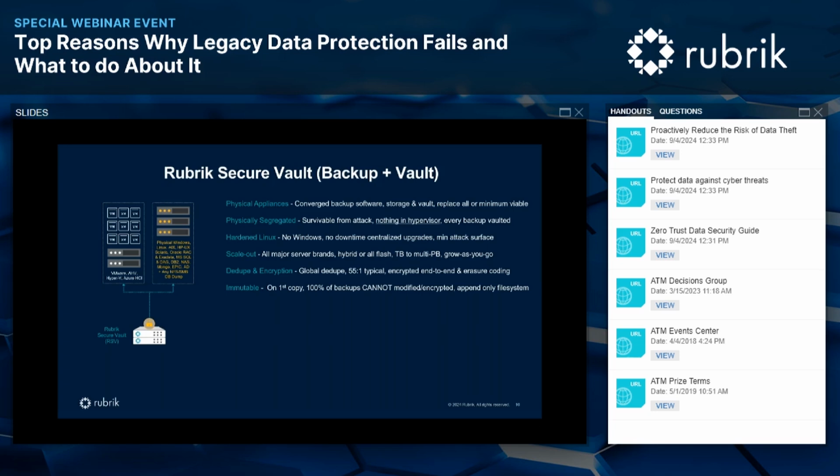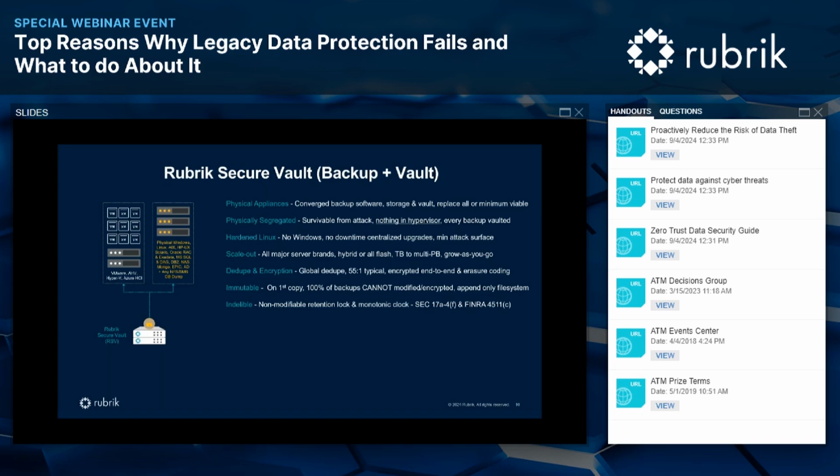It's our own proprietary append-only file system. So basically a fork of Google Colossus, the same file system as YouTube. And all it means is that nothing can be edited or encrypted once it's ingested into the Rubrik Secure Vault. But I'm also going to throw a new term here. You also have to make sure it's indelible. Immutable means it can't be modified. Indelible means it can't be expired.